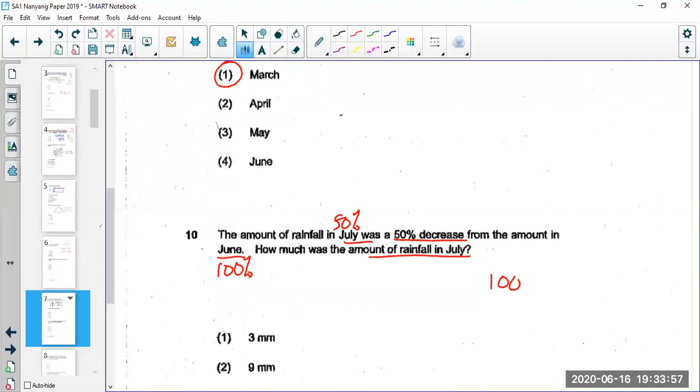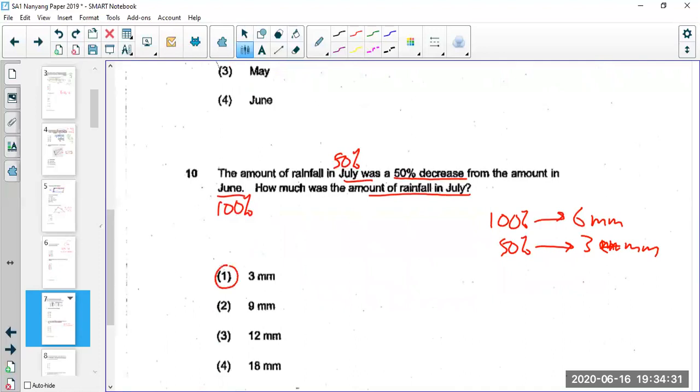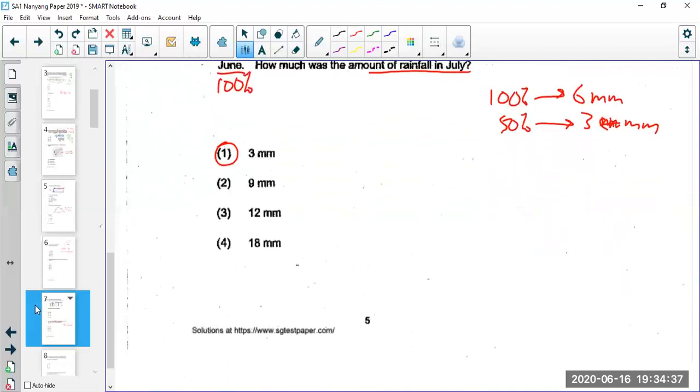So which means that 100%, which is June, that is 6 mm. Okay, 6 mm. What is mm? Millimeter. Very, very tiny, right? Millimeter, right? Smaller than centimeter. Okay, then can you find 50%, which is July? Right, July is 50% only. Then what do you do? You just divide by 2, and 6 divided by 2 will be 3 millimeter. So how much rainfall in July? 3 millimeter. Answer number 1. Right, July has much lesser rainfall. So do you get the answer correct? Okay, let's go to the next one.